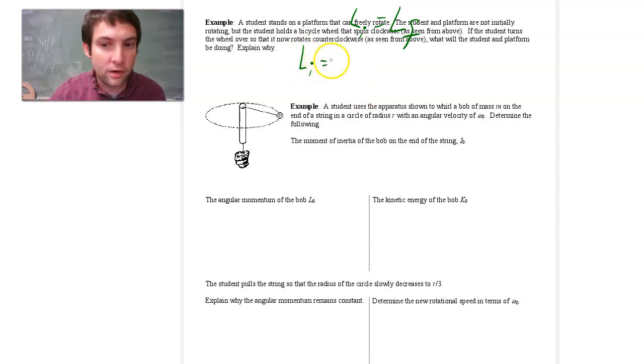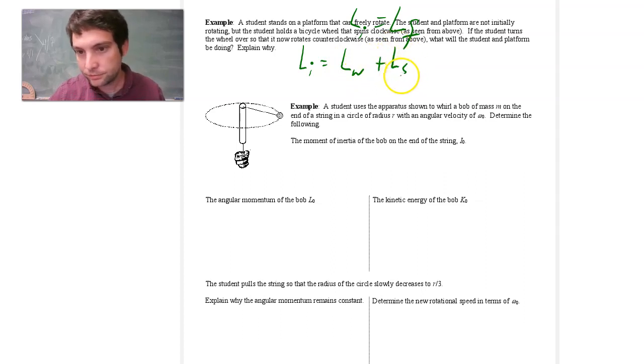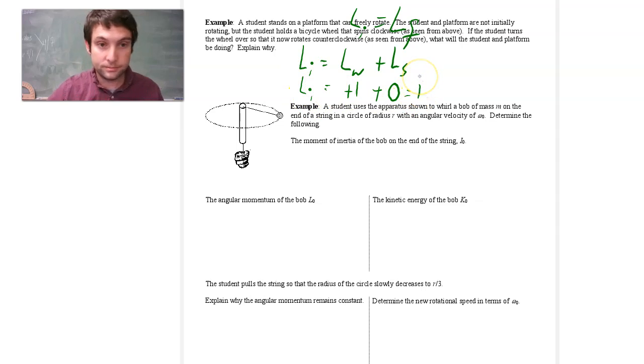So let's look at all of our angular momentums in the beginning. We have the angular momentum of the wheel, and we have the angular momentum of the student. The angular momentum of the wheel is pointing up, so we can just call that positive. And to make this example a little bit easier, I'm going to call it a positive 1. Is the student spinning when we do that? No, so we don't have any angular momentum. So our initial angular momentum just equals 1.